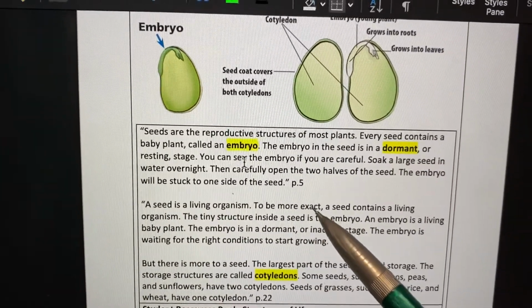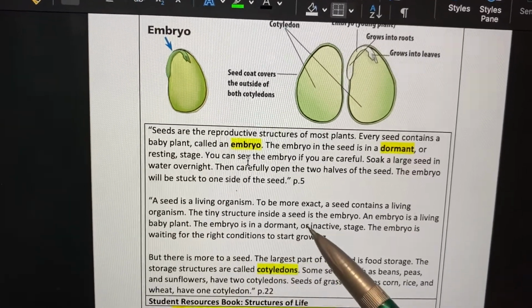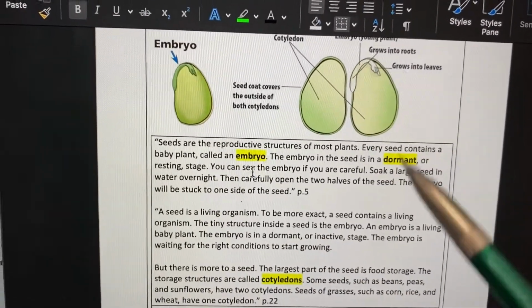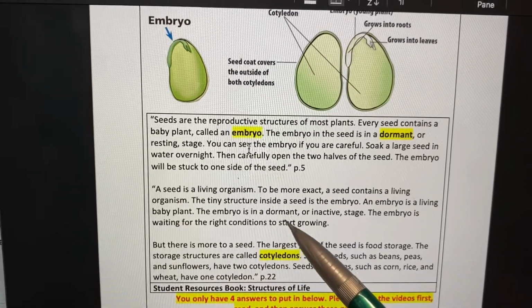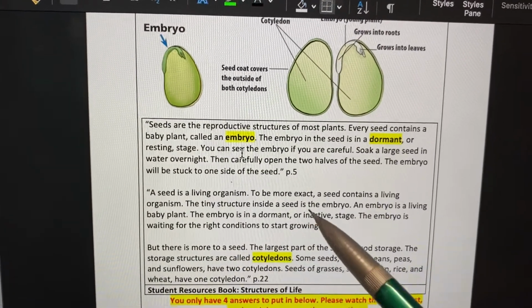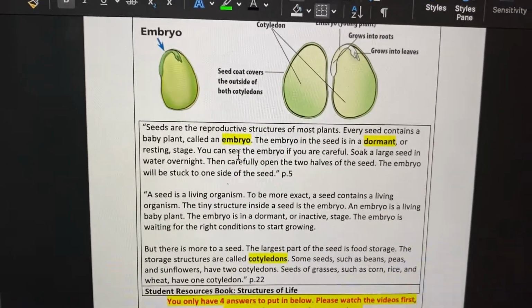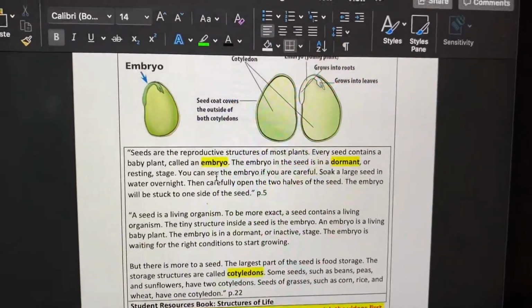A seed is a living organism. To be more exact, a seed contains a living organism. The tiny structure inside a seed is the embryo, which is that. An embryo is a living baby plant. The embryo is in a dormant or an active stage. The embryo is waiting for the right conditions to start growing. So think of it as just like a little baby seed. The baby seed is ready to grow.